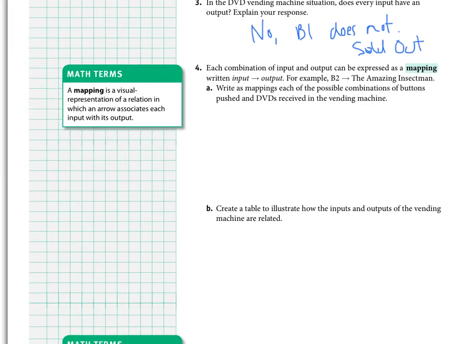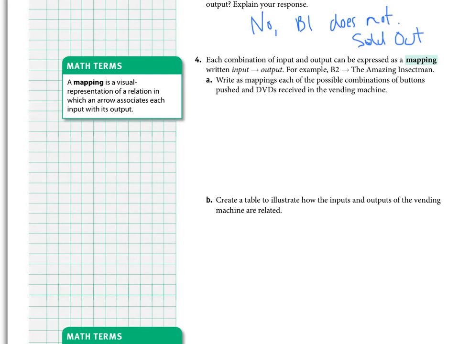Okay, number 4. Each combination of input and output can be expressed as a mapping written input, output. For example, if you push B2, you get the Amazing Insect Man. And the mapping has your input and then an arrow drawn to your output.